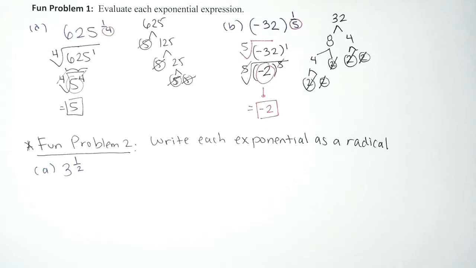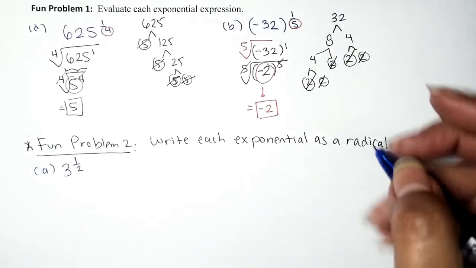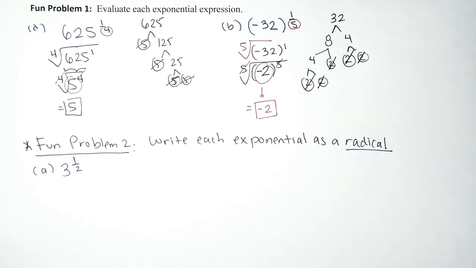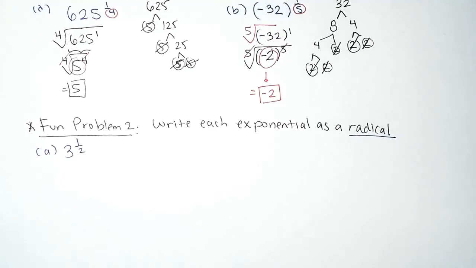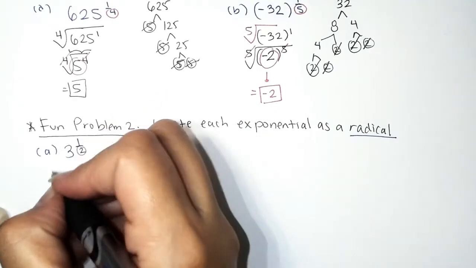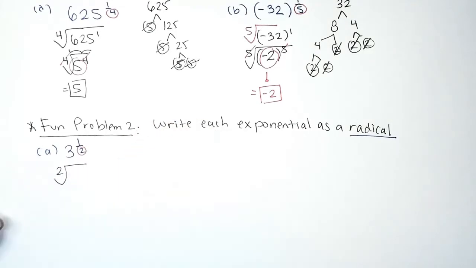Alright, so let's do this. Fun problem number 2, the directions read: write each exponential as a radical. Okay, we got this. We have 3 raised to the 1/2, and we are asked to write this exponential expression as a radical. So put it in radical form. Remember, whenever we have a rational exponent or fraction exponent, that is code for hidden radical. We're going to pay special attention to the denominator. Since the denominator is 2, the index is 2. So we have the square root of whatever we're left with.